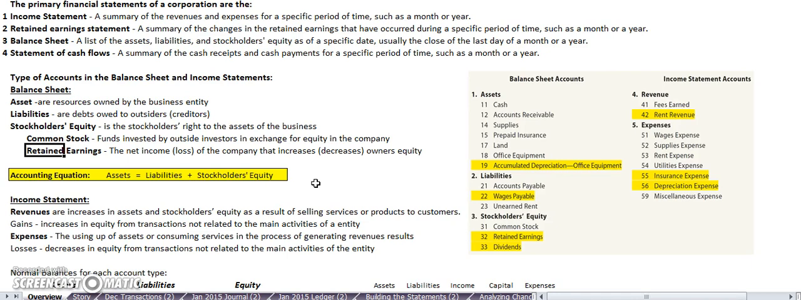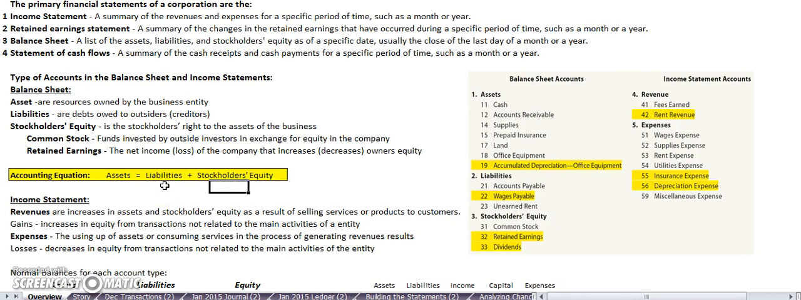Okay, so this brings me to a very important notion, which I've already mentioned, the accounting equation. The accounting equation is expressed as assets equals liabilities plus stockholders' equity. And when you see the balance sheet, you're going to see that the assets are usually on one side, and these two, liabilities and stockholders' equity, tend to be on the other side.